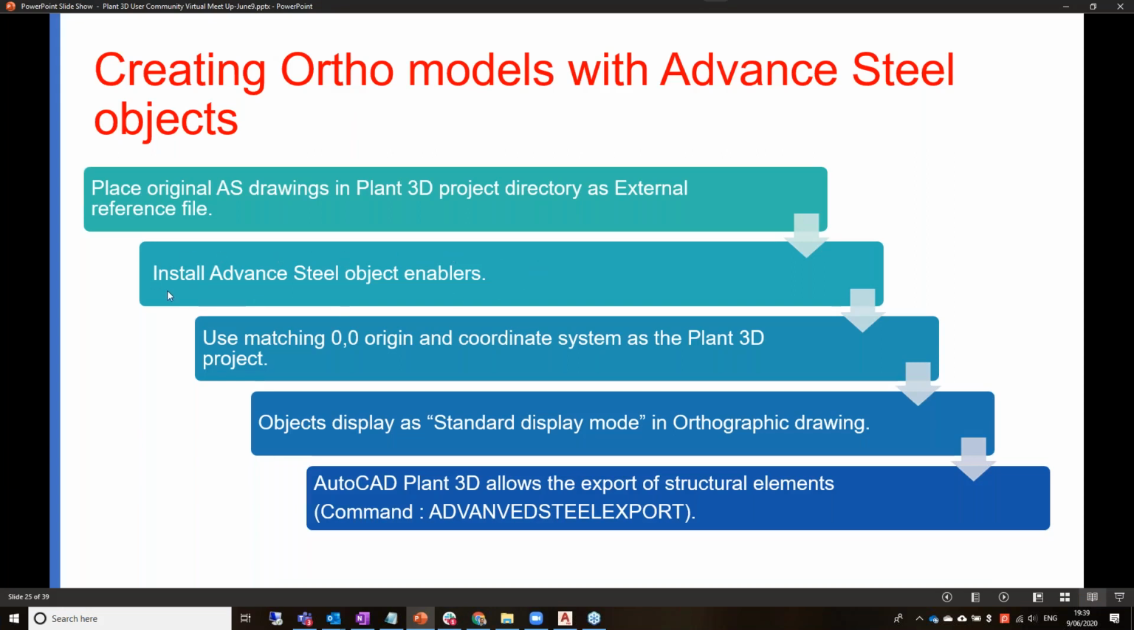So long as you've got the object enablers installed, if you don't, grab those, and a simple Google search of Autodesk Advanced Steel object enablers will give you a list. Preference that with the year as well. Make sure that the coordinate systems are matched between the Advanced Steel model and the Plant 3D project, so we should be using the same project coordinate system. Otherwise, when you bring things in, they're going to be skew.